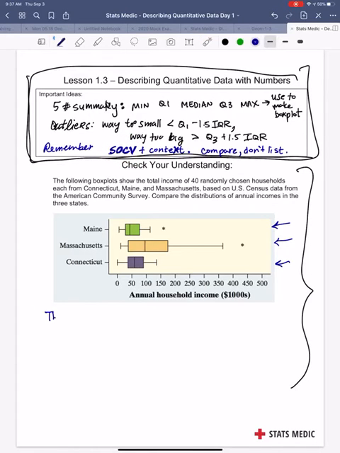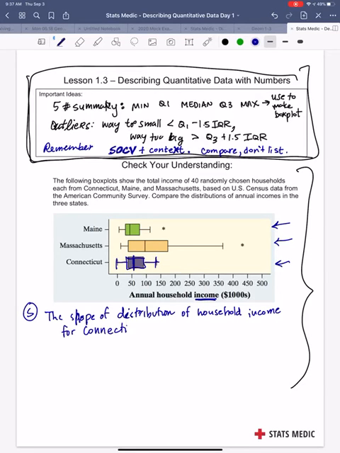The shape, I'll start with the S, right? The shape of the distribution. And then why not do the context, get it right out. So it's the shape of the distribution of household income. Get my context right out of the gate. So let's see. This one looks roughly symmetrical, right? I could fold it in the middle. So the shape of the household income for Connecticut is roughly symmetrical.